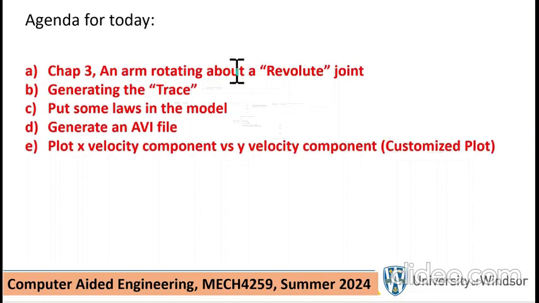So it's basically an arm rotating about a fixed base. And in doing so, first I create a cartoon, then I put some physics into it, then I generate the trace or the path of a particular point on that arm, show you how to create an AVI file, and finally to do some kinematic plots, including a customized one that you have to go through some steps to do.